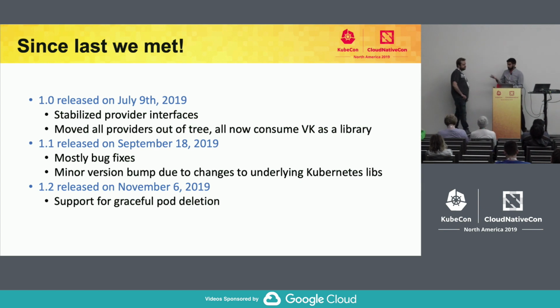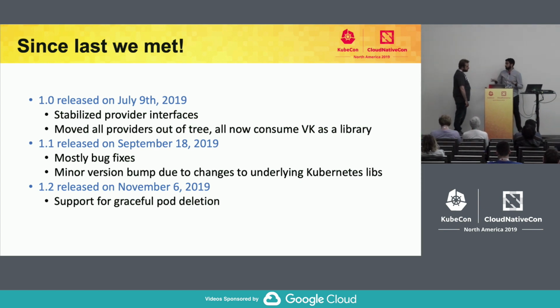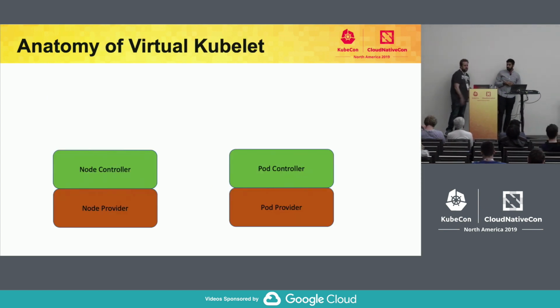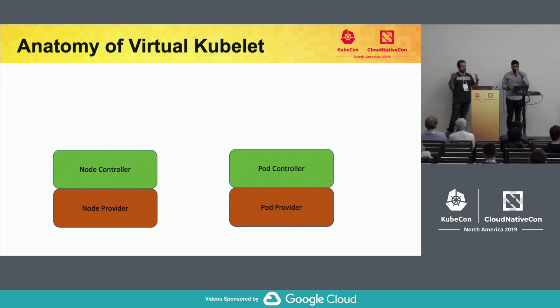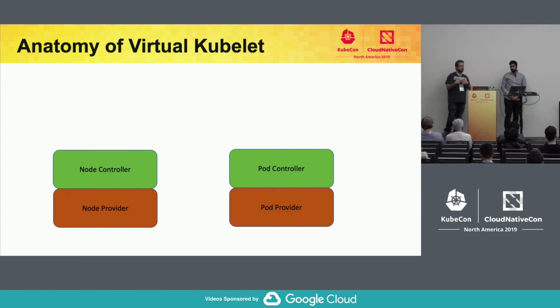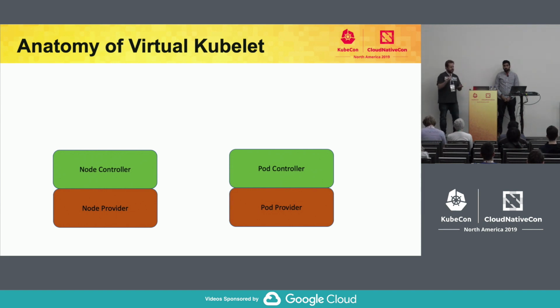So I think we should delve a little bit more into the anatomy of the actual virtual kubelet. So what does a virtual kubelet look like? First, it's a library that you take and import, and you make it do interesting things. The two basic components that it provides are a node controller and a pod controller. I have some pretty words later, so if you're looking at the slides later, you can actually see the explanations.